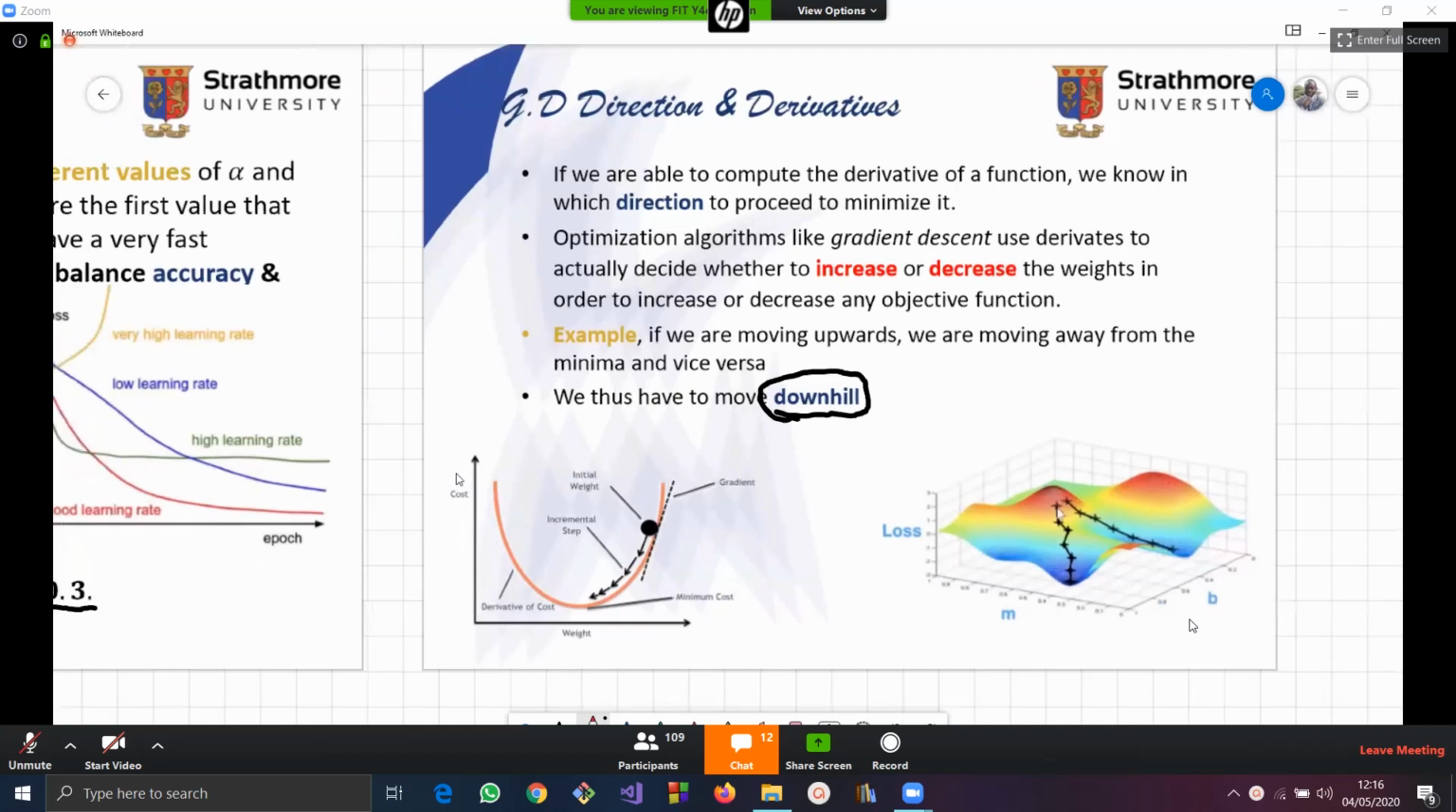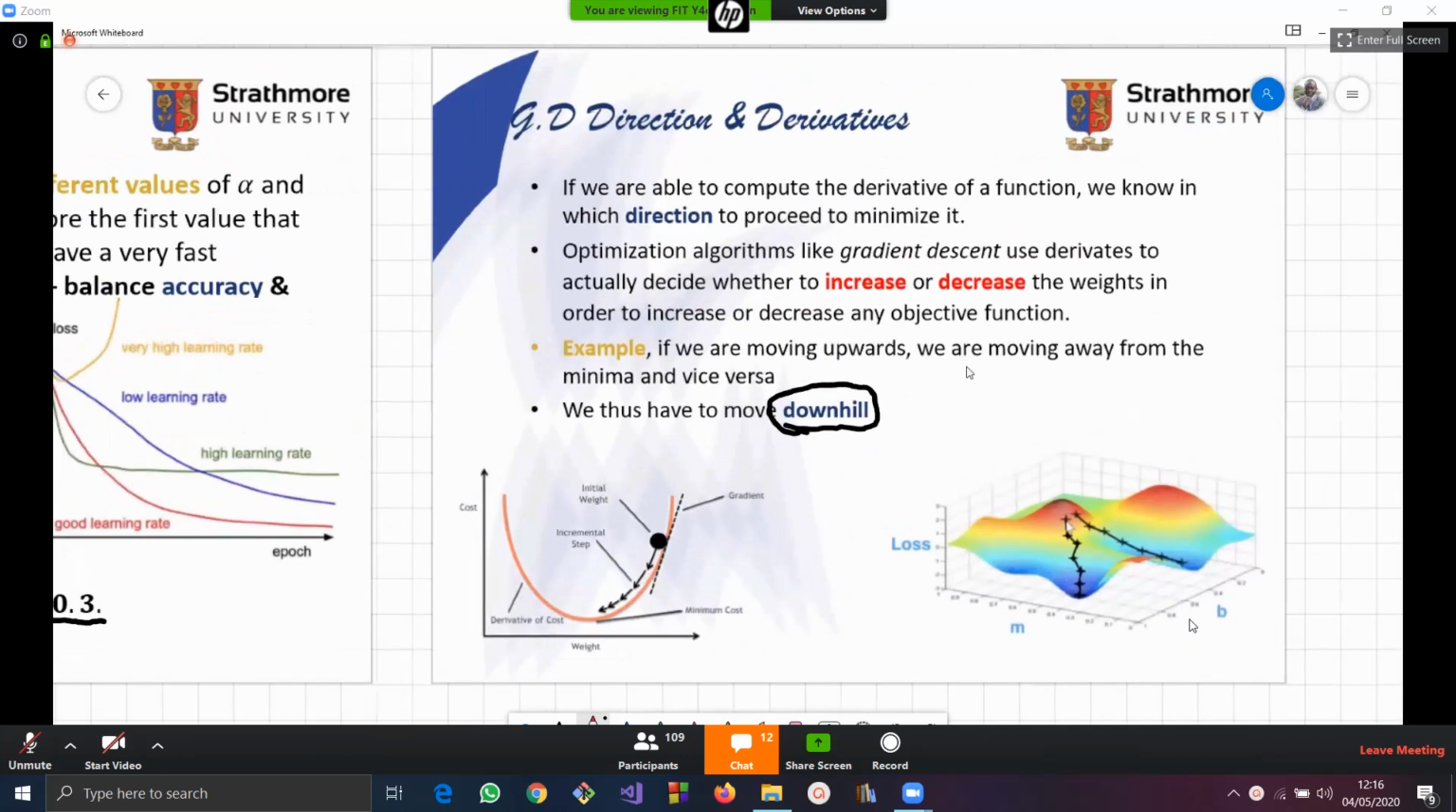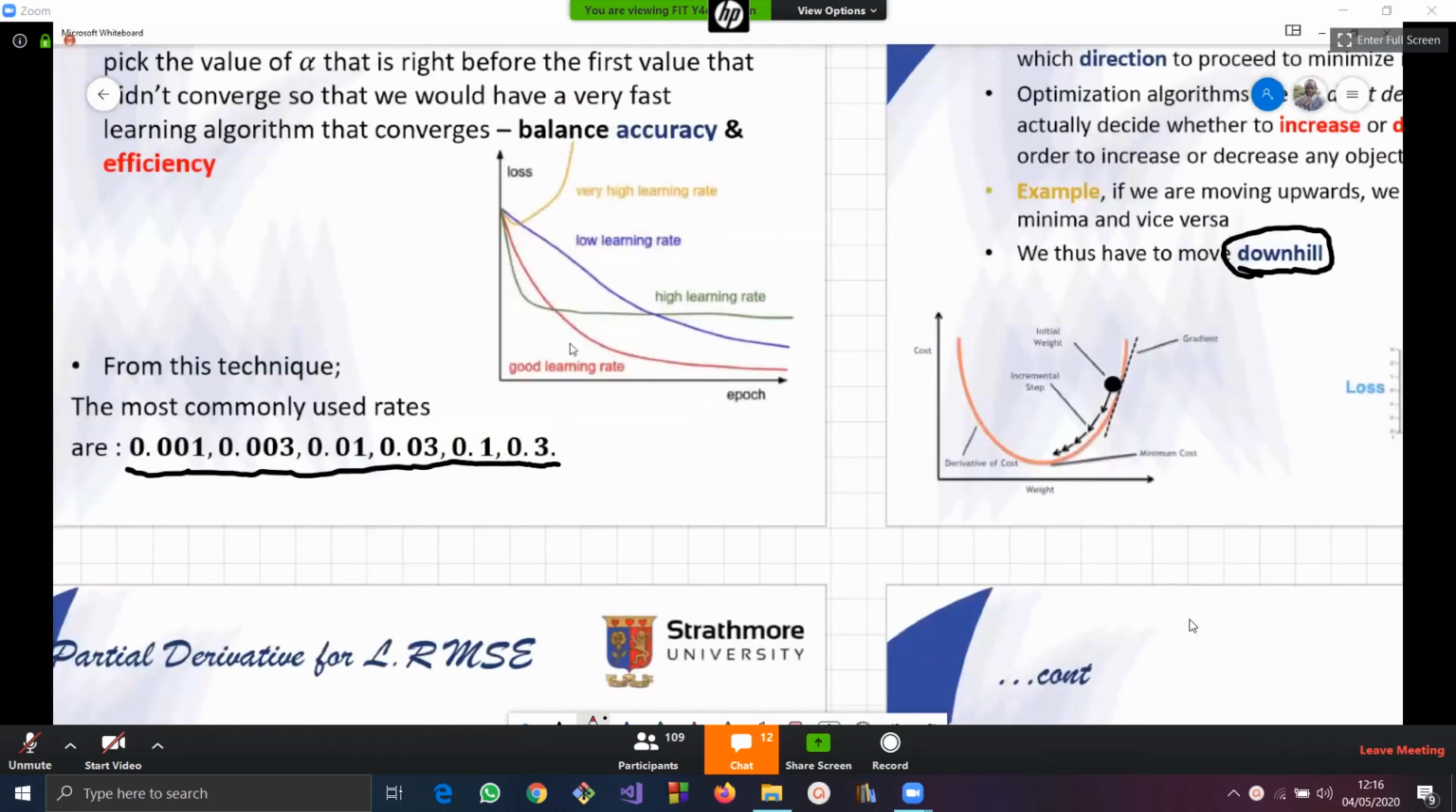Moving upwards, we are moving away. There's that point put here. If you are moving upwards, you actually have to do the opposite. So you have to move downwards. That's why we say it's downhill.